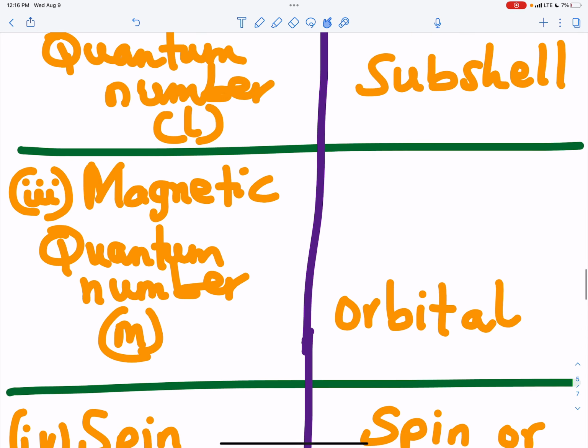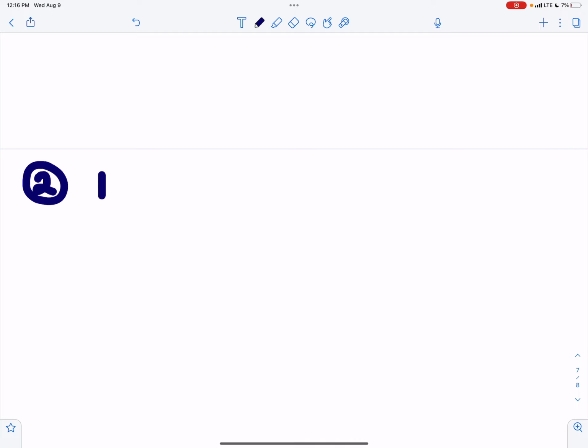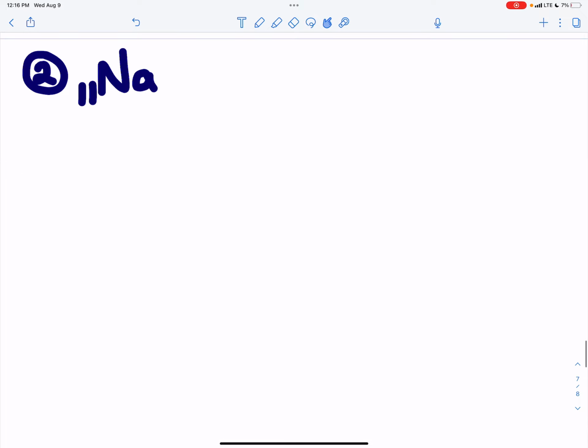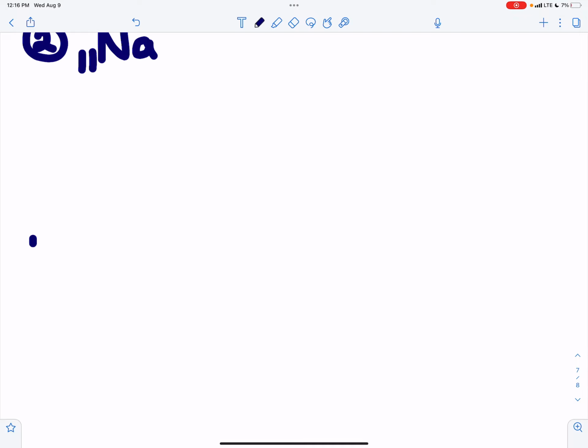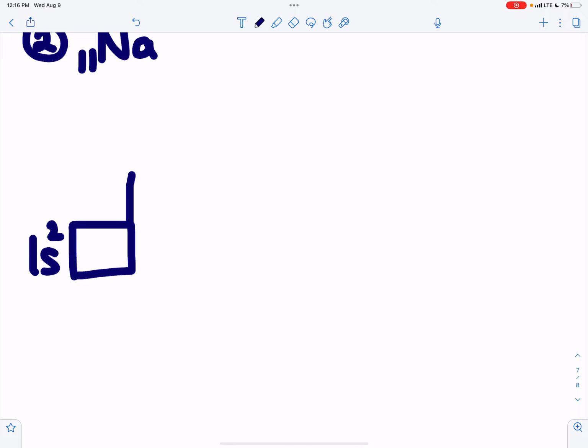So let's go ahead. We can pick any electron. Let's take this as example 2. Let's continue using sodium. Let me draw the sodium atom again. 1s2, I'm going to make that bigger, 1s2, 2s2. I don't need to write these two. The electrons inside will tell us what the number is.